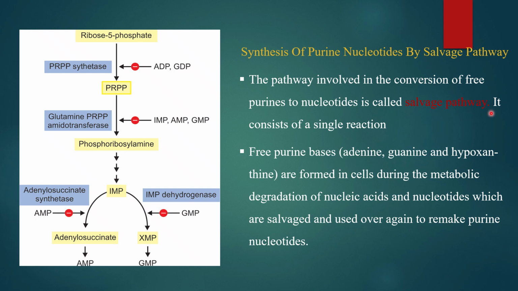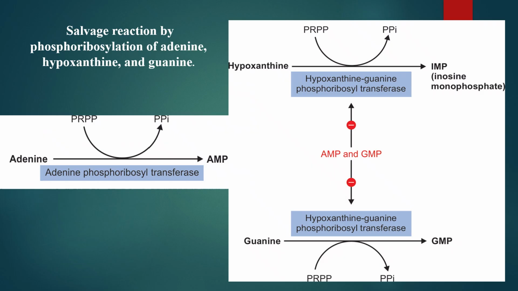So this pathway is known as the salvage pathway. It consists of a single reaction. A few purine bases like adenine, guanine, or hypoxanthine, which can be formed in the cell during the metabolic degradation of nucleic acids or nucleotides, can be salvaged and used over and over again to remake the purine nucleotides. So this is the best use, through recycling of these purines and pyrimidines.